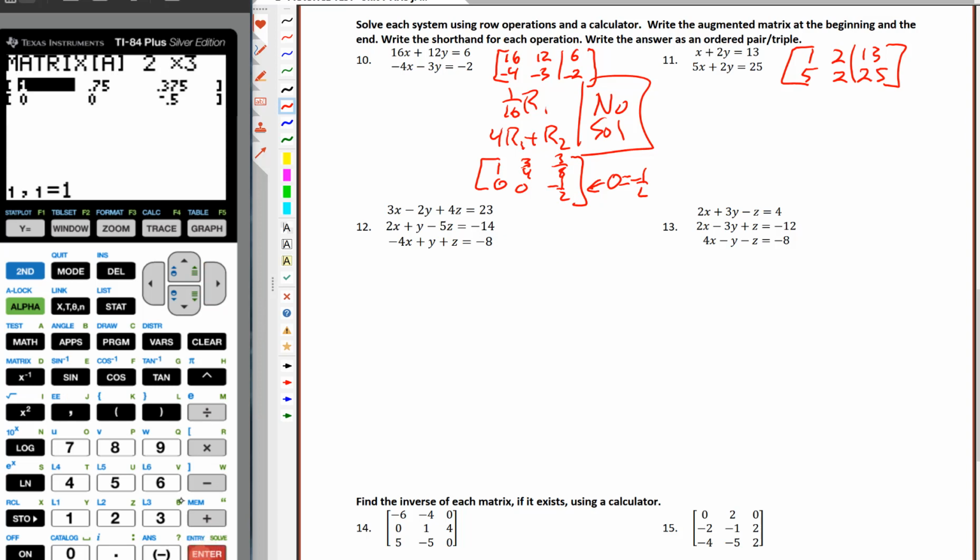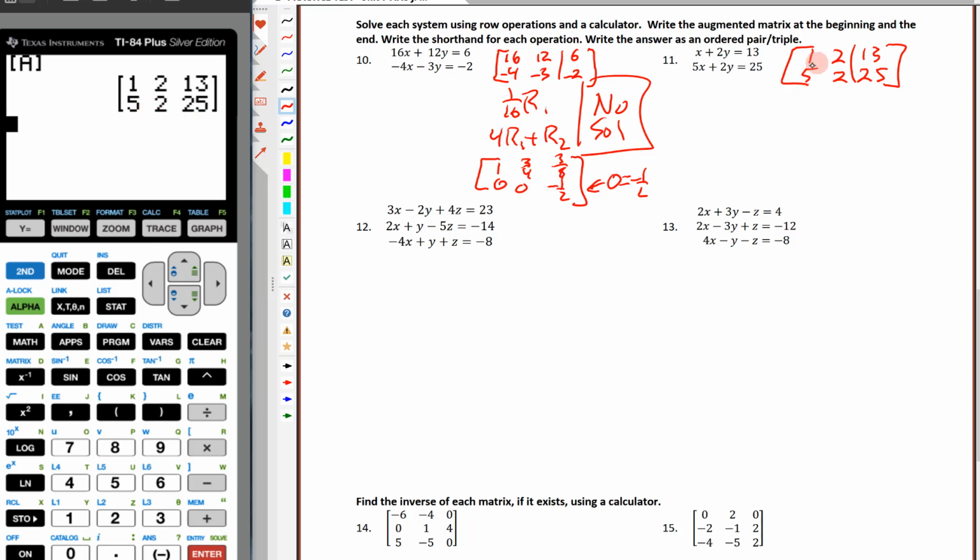It's already a 2 by 3, so we're going to do 1 and 2 and 13 and 5 and 2 and 25. Make sure we got that in there the right way. Looks good. Now we'll do second quit. Name of the matrix. Got to get this right. Second and matrix. There we go. Name of the matrix. Make sure that I've got those in there the right way. Okay, I think I do.